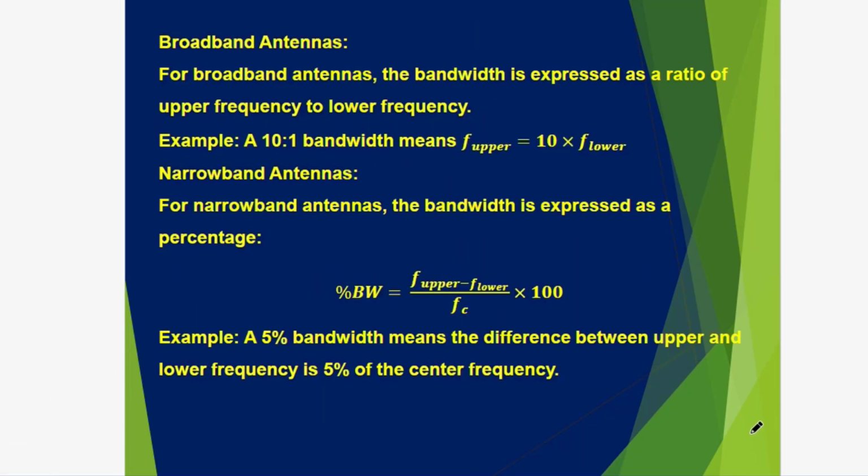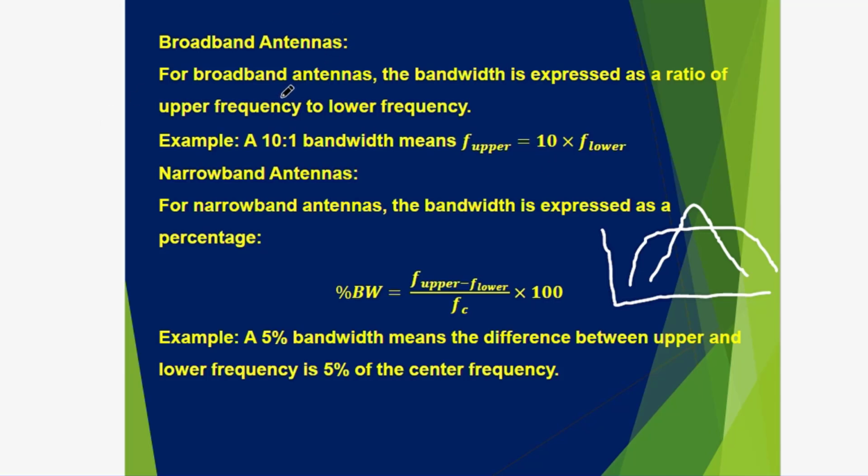Now for broadband antennas. Broadband and narrowband: suppose the frequency response is like this. If the frequency response is like this, then it is called broadband. If the frequency response is like this, then it is called narrowband. For broadband antennas, the frequency response is broader, and for narrowband, the frequency response is narrower.